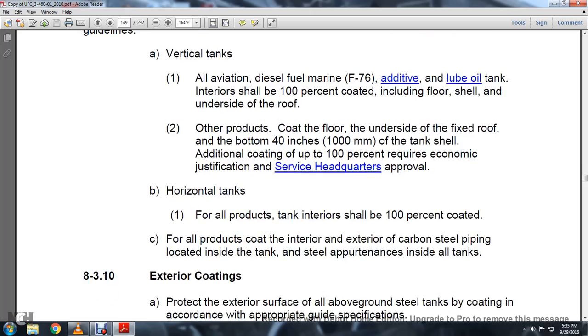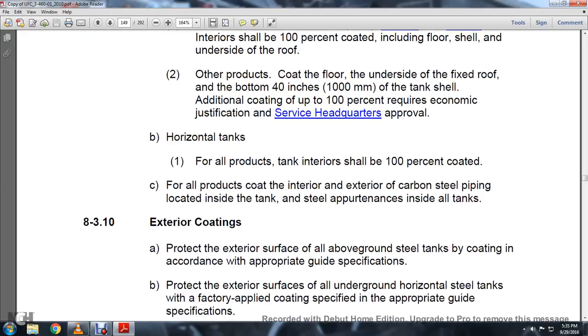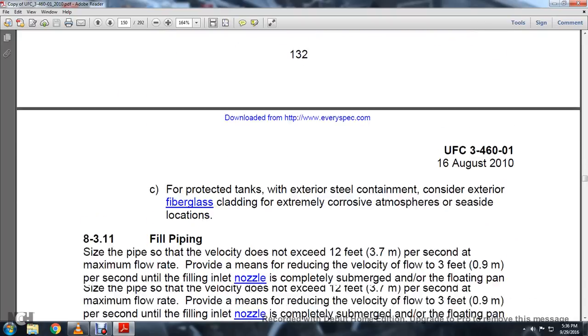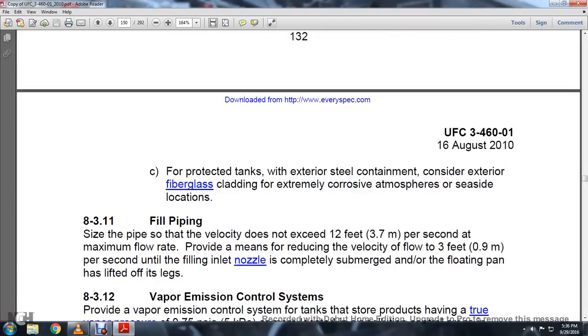Horizontal tanks for all products should be 100% coated on the interior, including the carbon steel piping located inside the tank and steel appurtenances inside all tanks. 8.3.10 Exterior coatings: protect the exterior surface of all aboveground steel tanks by coating in accordance with the appropriate guideline specification. Protect the exterior surface of all underground horizontal steel tanks with a factory-applied coating specified in the appropriate PEI specifications. For fiberglass-protected tanks with exterior steel, consider exterior fiberglass cladding for extremely corrosive atmospheres and seaside facilities.